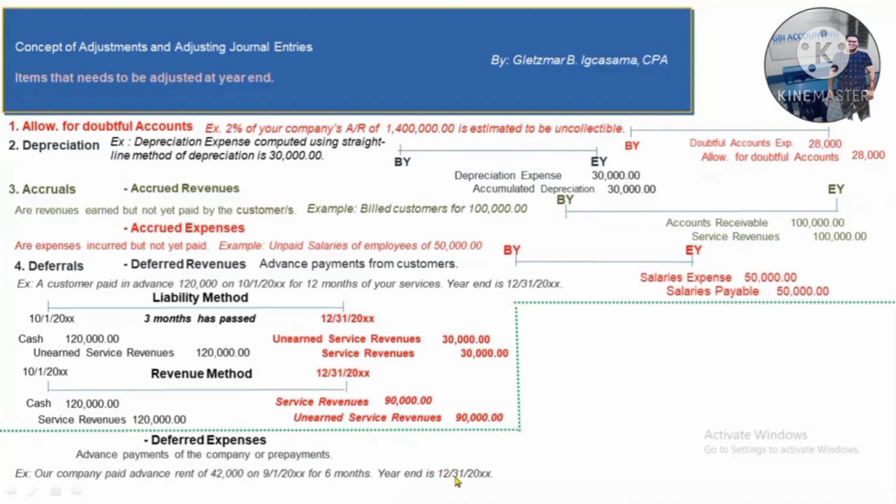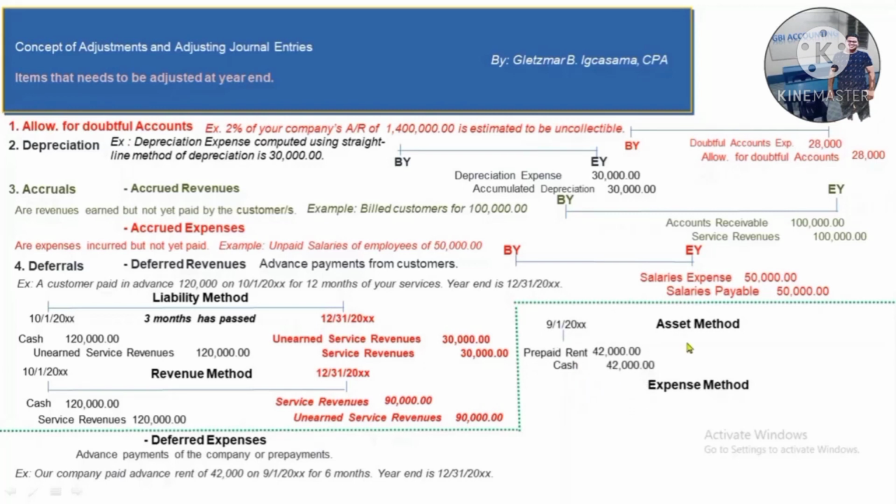So I'll be straight. There are also two methods in accounting for prepayments. We have the asset method, and of course we also have the expense method. In the asset method, the initial payment is accounted as an asset. So considering the example, on 9/1, our entry will be debit prepaid rent 42,000 and of course credit cash 42,000 also.